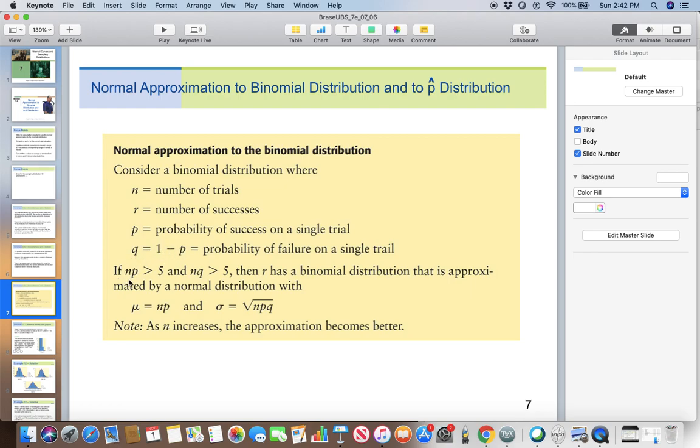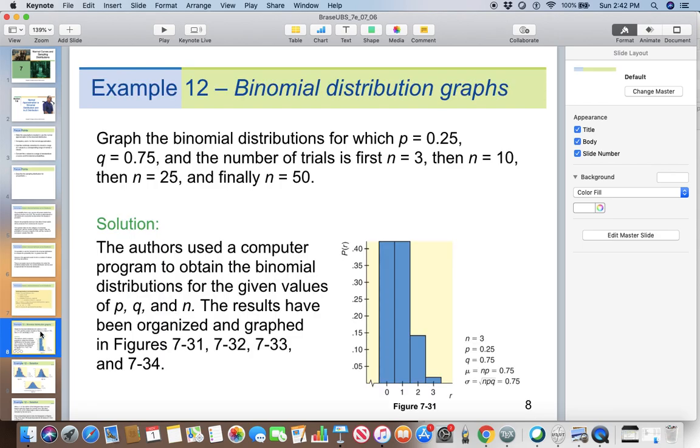Now, if N times P is greater than 5 and N times Q is greater than 5, then R itself has a binomial distribution that can be approximated by a normal distribution with mu equal to NP and sigma equal to the square root of NPQ. As n increases, the approximation becomes better. So, big condition: n times p should be greater than 5, n times q should be greater than 5. All right. So, graph the binomial distributions.